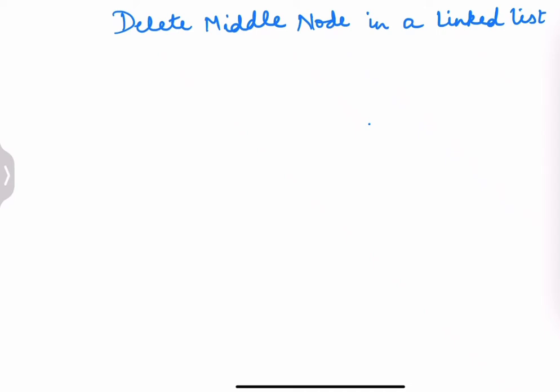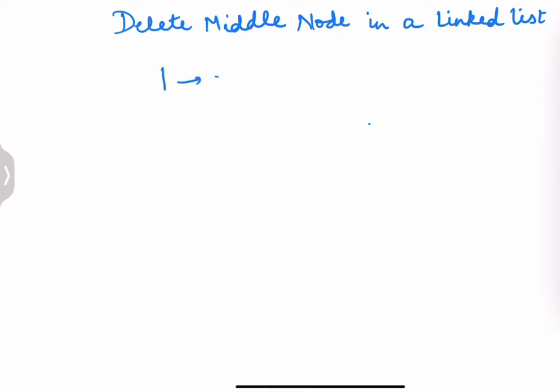In my last video, I taught how you can search an element in a sorted and a rotated array in big O of log n time. In today's session, we will see how a node can be deleted from a linked list, and that too the middle node. So I hope you all know what is a linked list.